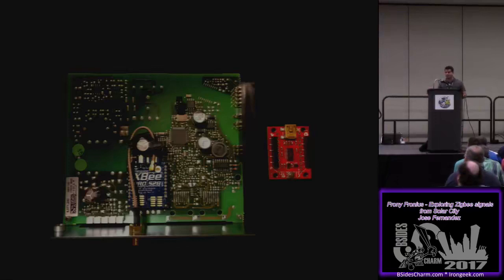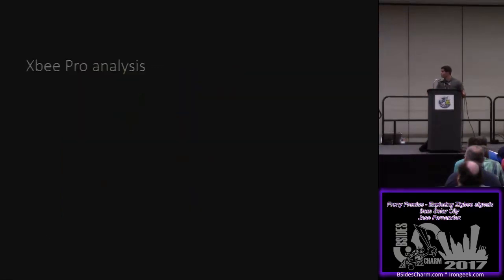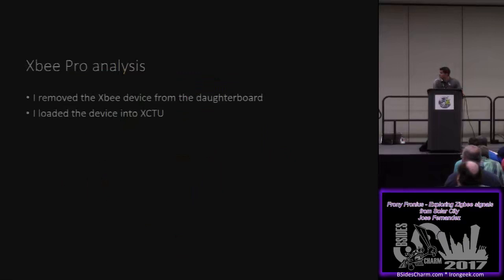It turns out that the way it communicates from the outside inside, it's using an XBee Pro, right? And that chip isn't soldered in. So you can literally just pull it and put it onto that device there on the right, which is an XBee Explorer. Do some analysis on that. I loaded it into a program called XCTU.